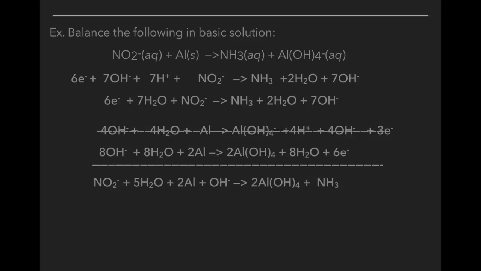Now notice I have NO2 minus, you just have to be careful. I end up with just 5 waters, and then I have 2 aluminums, 1 hydroxide, 2 aluminum hydroxides, and then 1 ammonia. And that's how you balance a redox reaction in a basic solution. So the only new thing that you're doing is adding hydroxides to both sides in order to cancel out your hydrogen ions.